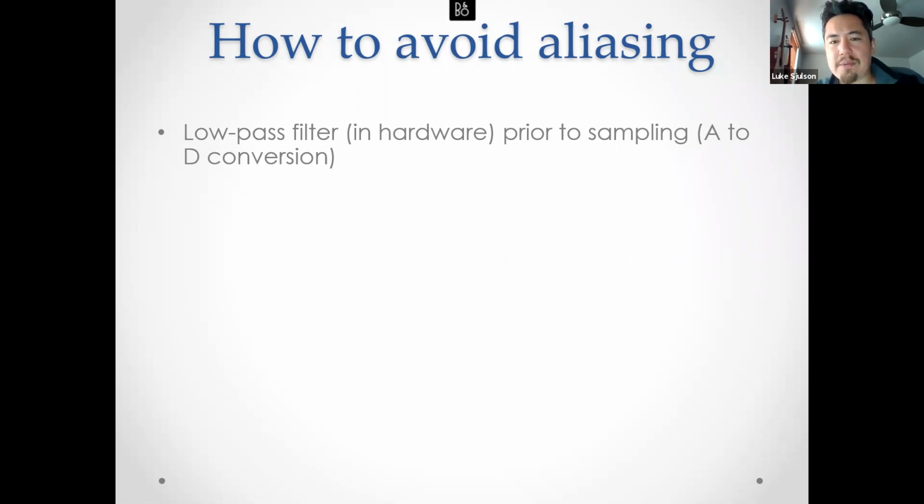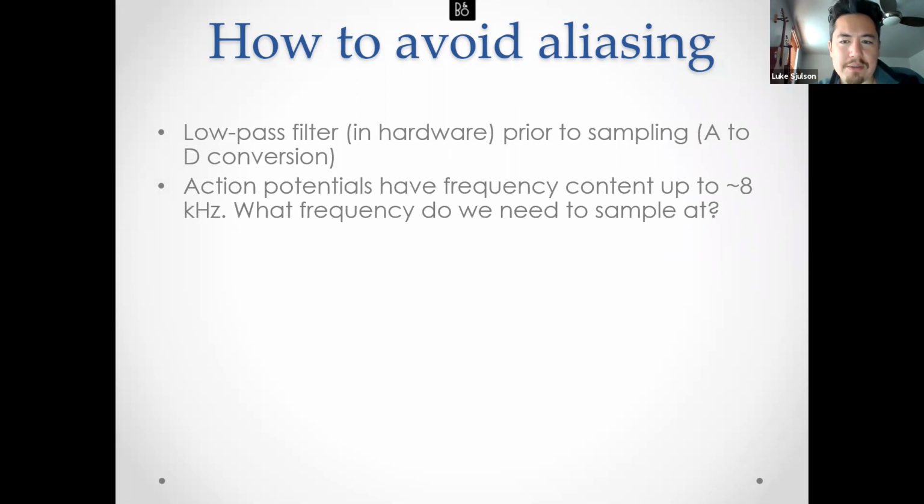So there's a sense in which, okay, so if you have a microscope, let me see what the next thing is. Okay, all right, so let's do electrophysiology first. Action potentials have frequency content up to about 8 kilohertz, and that's just empirically been determined. So what frequency do we need to sample at? I'd actually like someone to answer that question. What do you guys think?